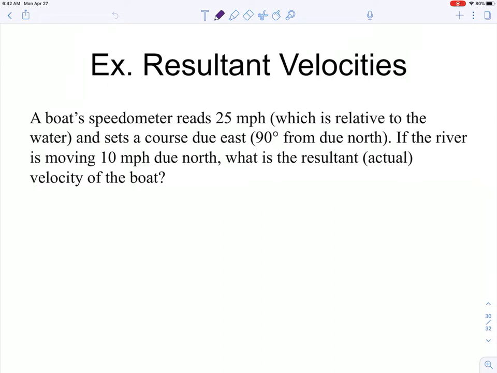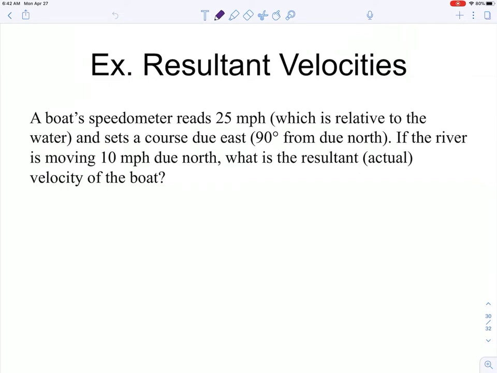Okay, so looking at this first example, a boat's speedometer reads 25 miles per hour, which is relative to the water, and sets a course due east, which is 90 degrees from due north. If the river is moving 10 miles per hour due north, what is the resultant or the actual velocity of the boat? Okay, so just to summarize this situation, the boat is driving and the driver is pressing on the gas. The speedometer reads 25 miles per hour and they're trying to drive in the east direction.